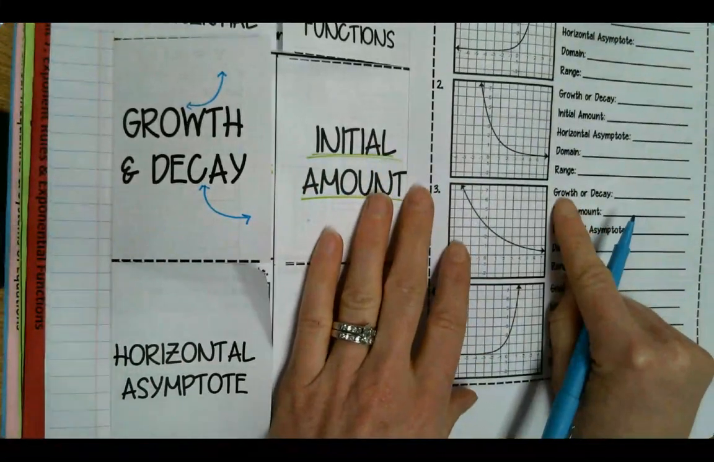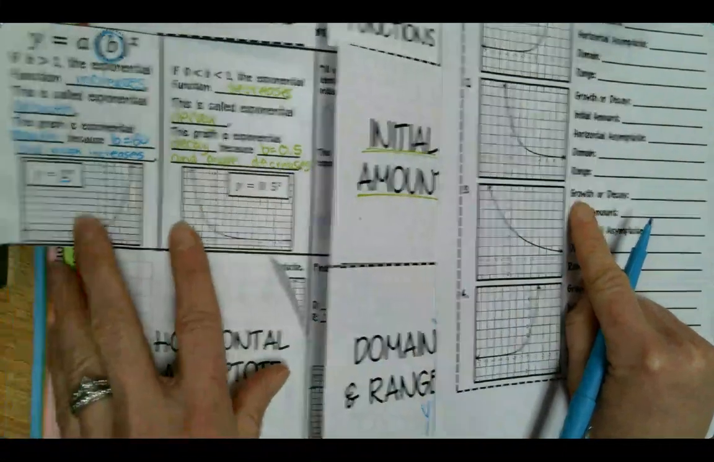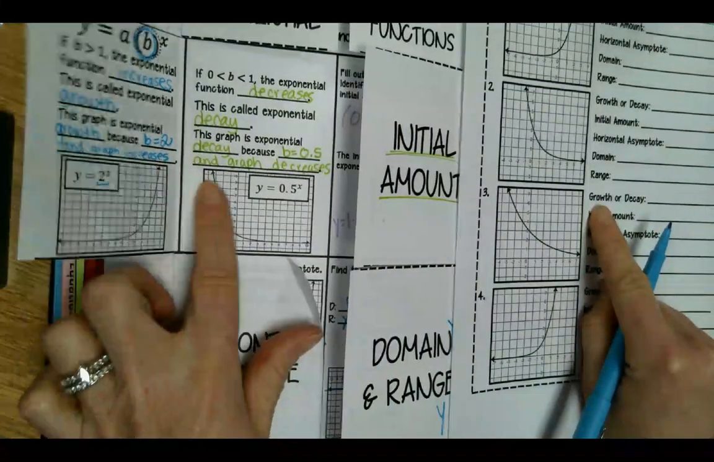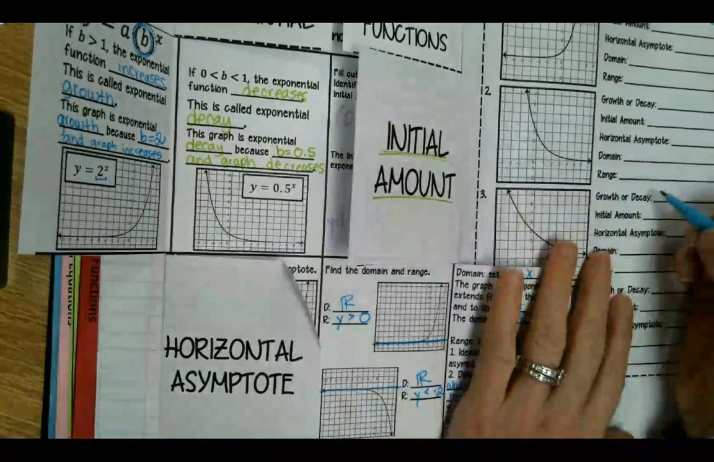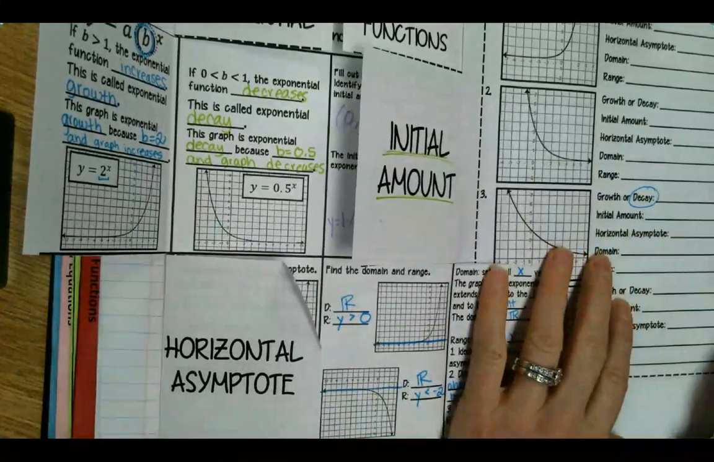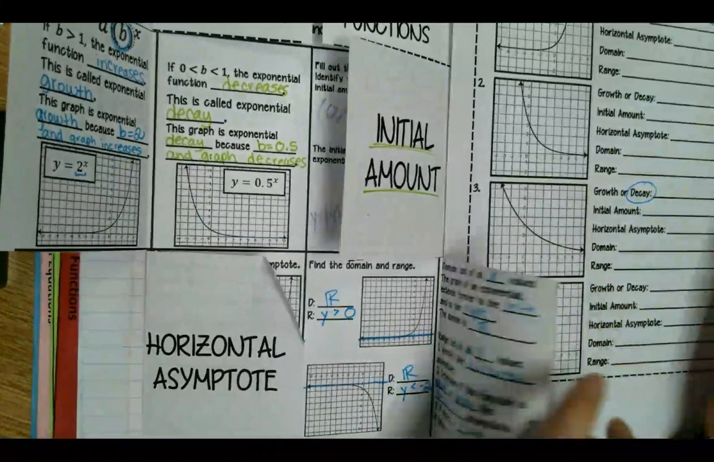So we're going to look at growth or decay. So look at the two examples. This is growth. This is decay. So this one is decay. You can write it or you can just circle it. I'm fine with either one.